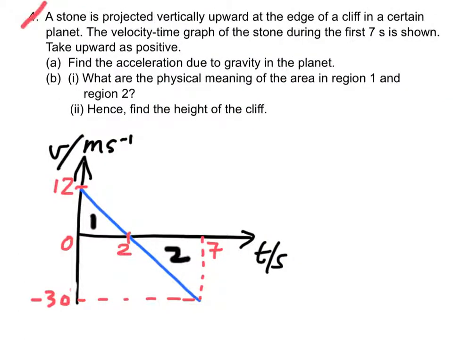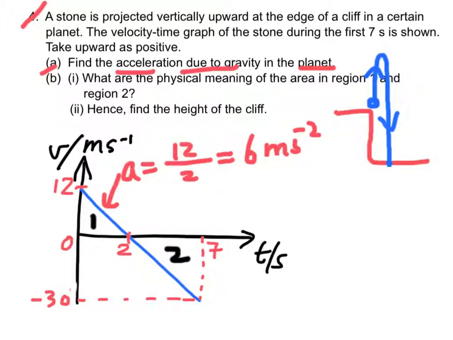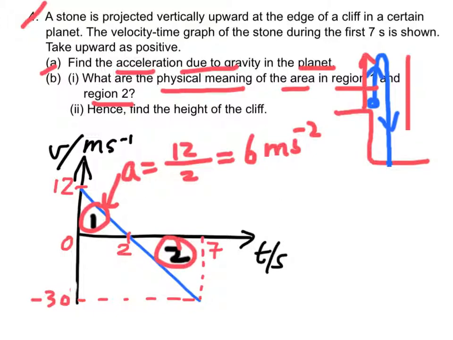Question number 4. Part A. The acceleration due to gravity on the planet is the slope of the VT graph, which is equal to 12 over 2 equal to 6 meter per second squared. The physical meaning of the area in region 1 represents the upward displacement, and the area in region 2 represents the downward displacement.